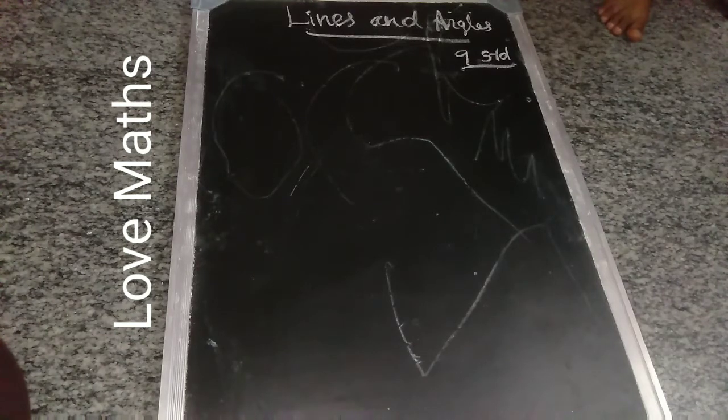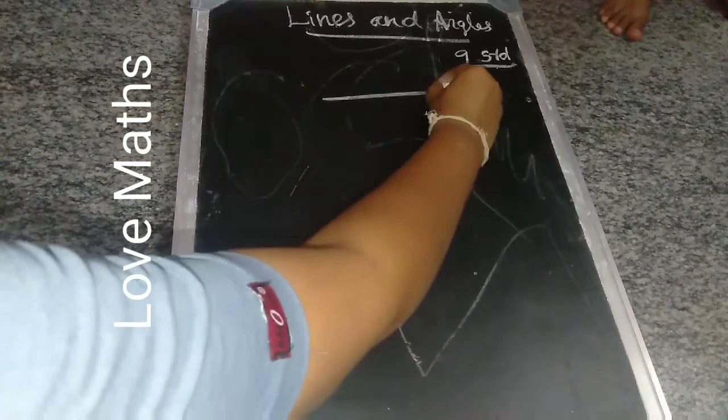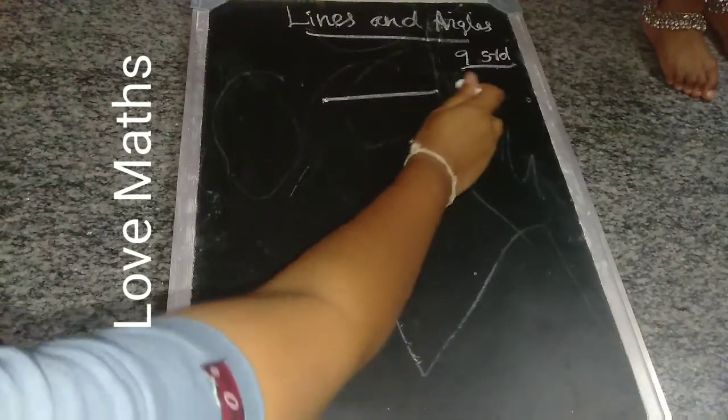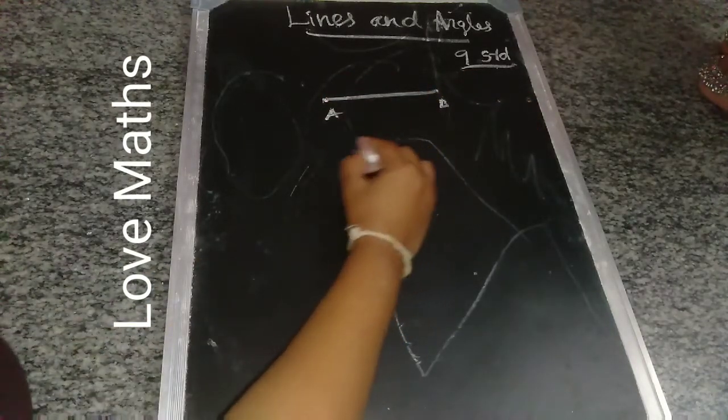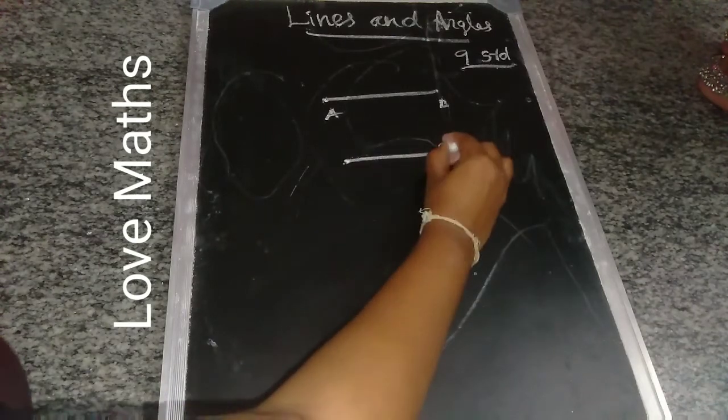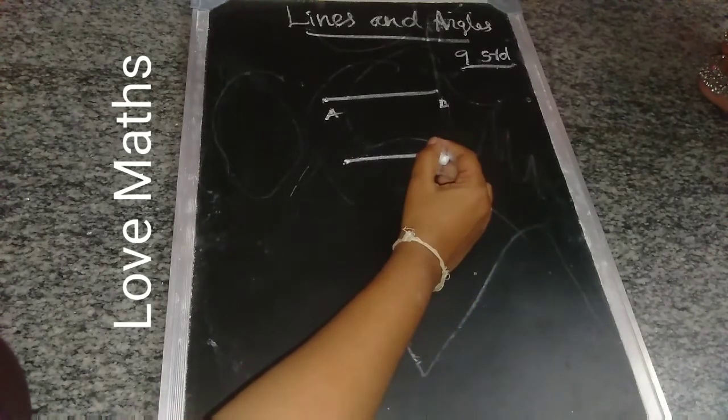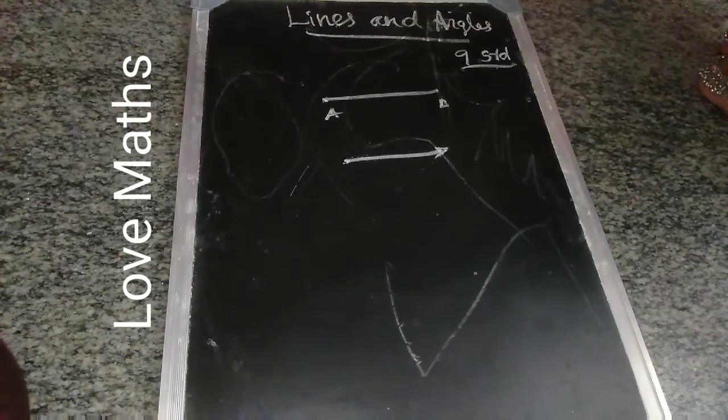Once we recall the lines, this is the line. If two endpoints are there, if we want, we can extend this point. We call this AB, a line segment. Next, if one point is fixed and the other point extends, this is called the ray. These we have all seen already.